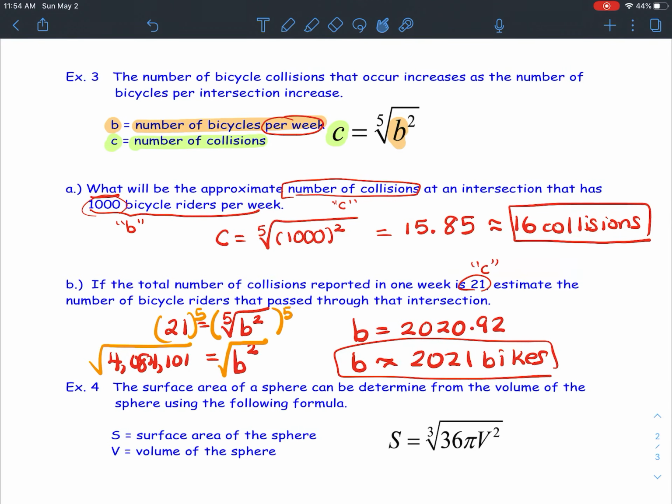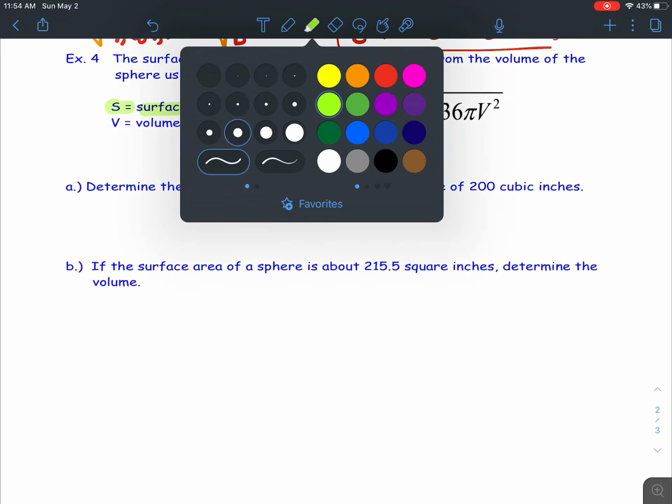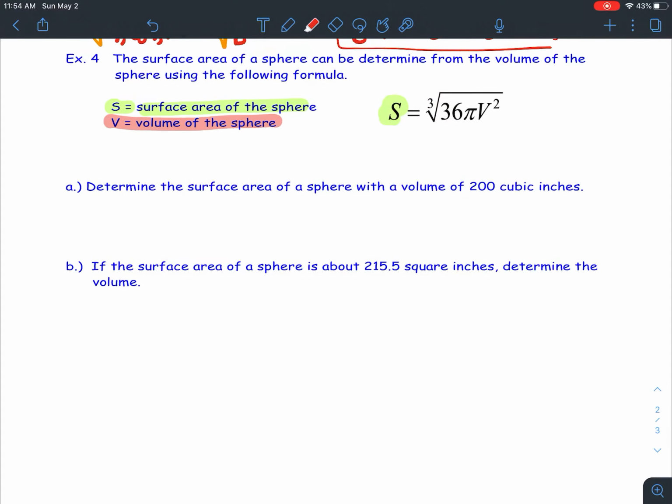All right, let's take a look at just one more problem because I think there's one similar to this on a worksheet that you're going to have here soon. It says the surface area of a sphere can be determined from the volume of the sphere using the following formula. So S stands for the surface area. I'm going to highlight that here. V is standing for the volume of the sphere. Now notice this other variable here, it's actually a number. We're going to use the pi button on our calculator for that.